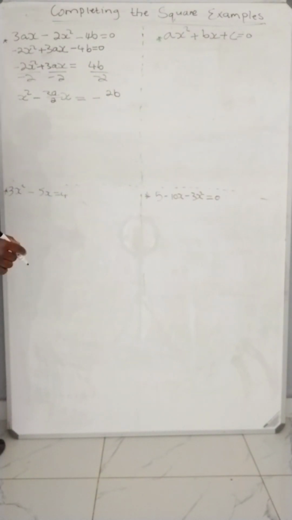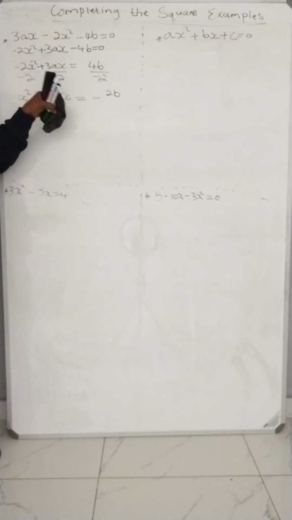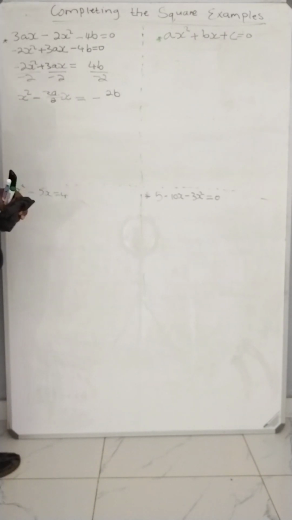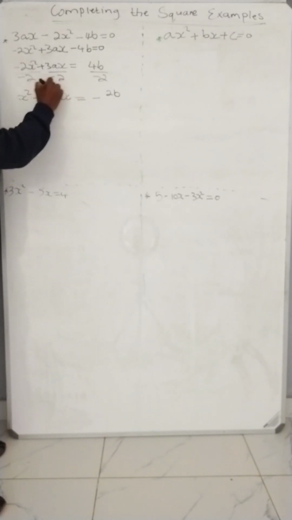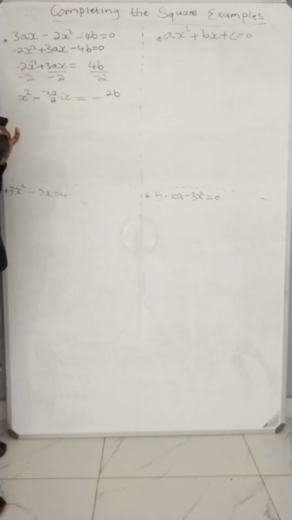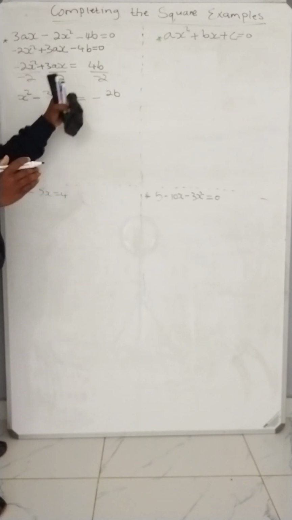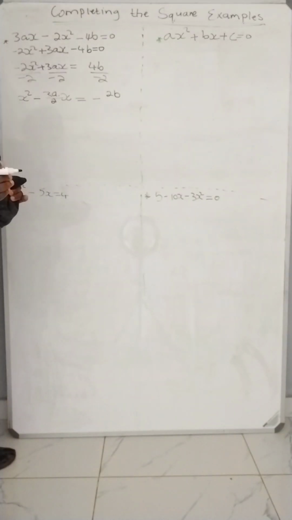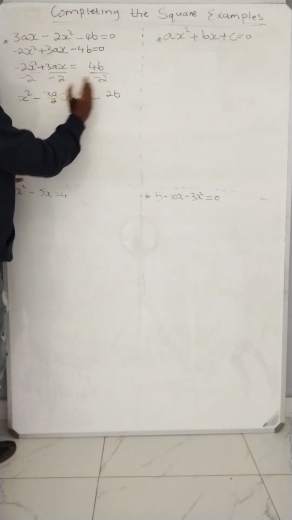Okay, now we're going to the coefficient of x. We're done with x squared. Now we're going to the coefficient of x. So we're going to half the coefficient of x, and then we're going to square it, and then we're going to add that to both the left and the right. Once we are done with that, we're going to add it to both sides.